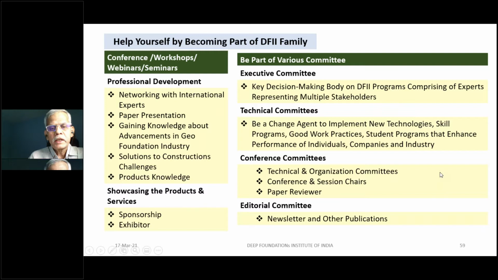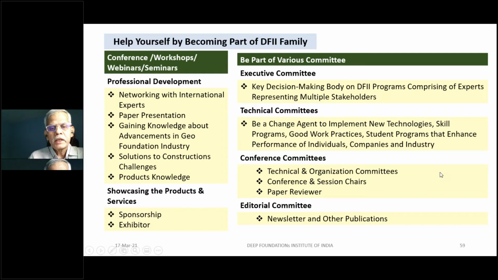So in a nutshell, this is not one person's contribution. It is the collaborative effort of multiple stakeholders, and we require more and more members supporting us. They have a chance to be part of various committees. We have the executive committee, the key decision-making body on DFI programs, comprising experts representing multiple stakeholders. They can also be part of technical committees.